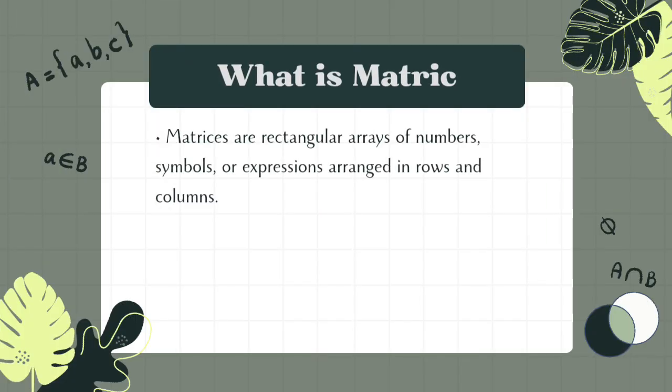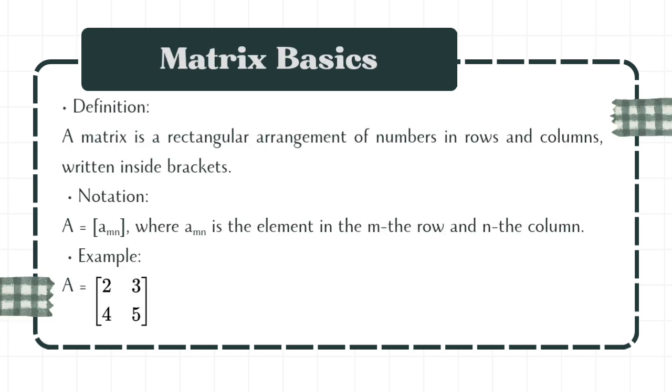What is a matrix? Matrices are rectangular arrays of numbers, symbols, or expressions arranged in rows and columns. Matrix basics. Definition: a matrix is a rectangular arrangement of numbers in rows and columns, written inside brackets. Notation: A equals a_mn, where a_mn is the element in the m-th row and n-th column. Example: A equals 2, 3, 4, 5.